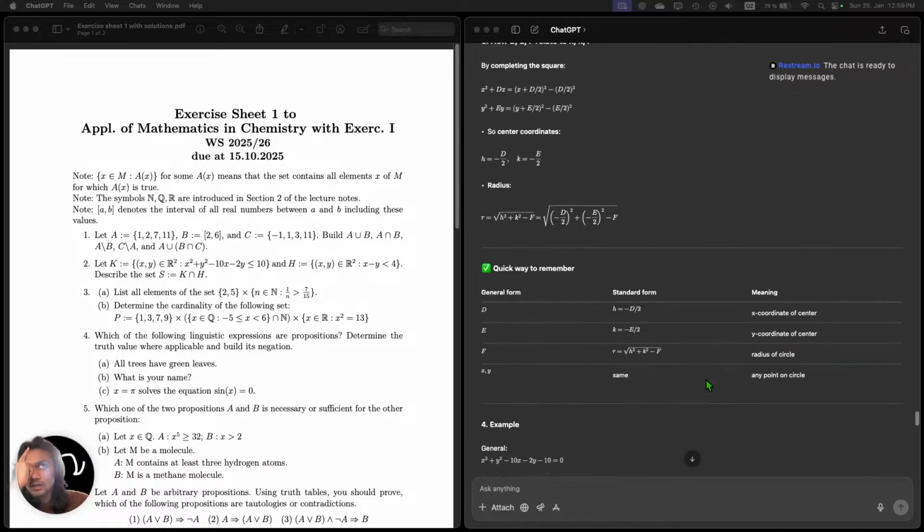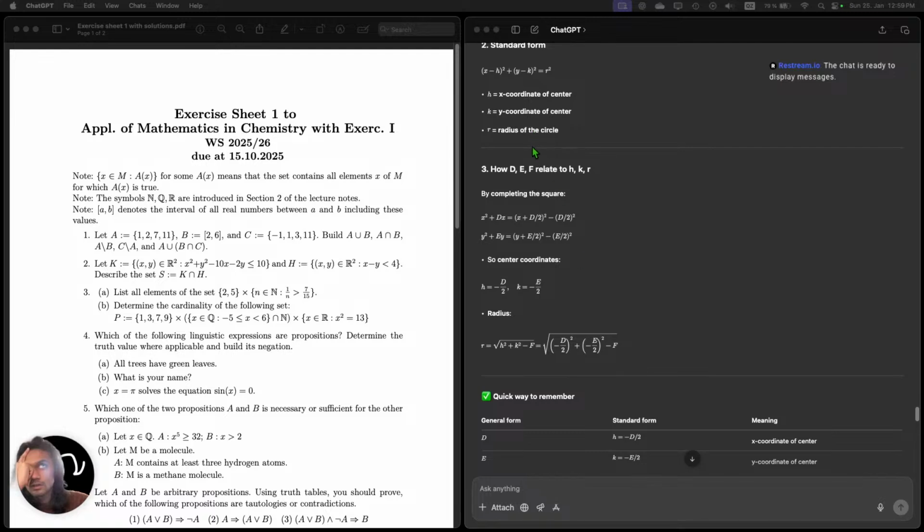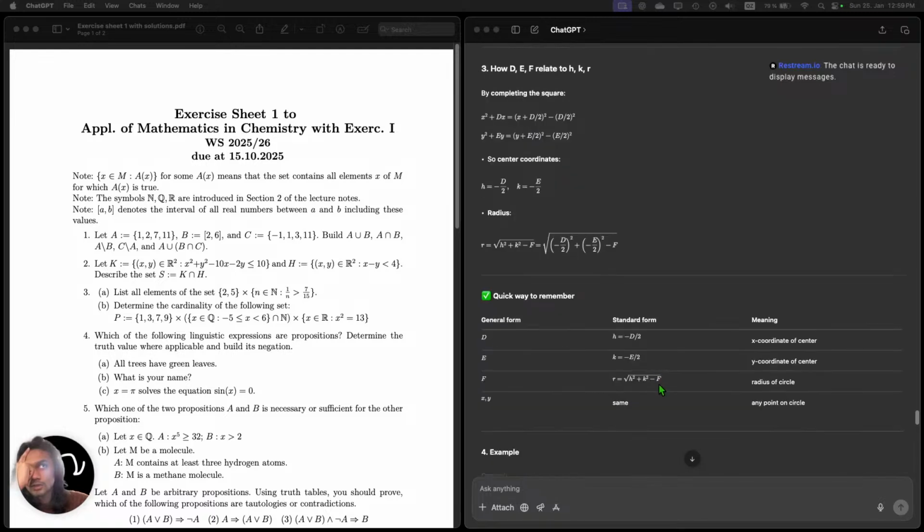And F is related to r based on the sum of squares of the x and y coordinates of the center. What equation is this? Like a squared plus b squared minus c.